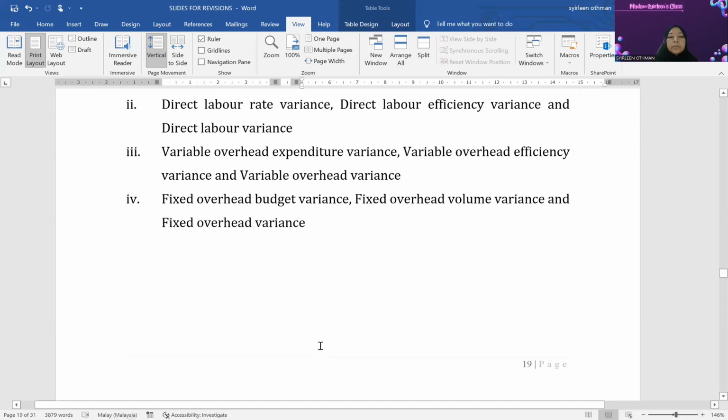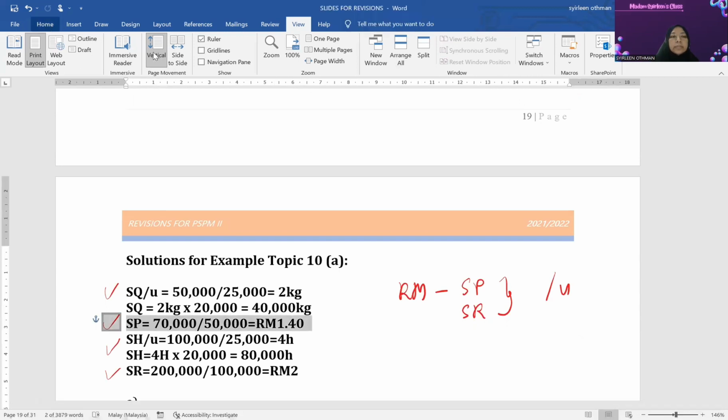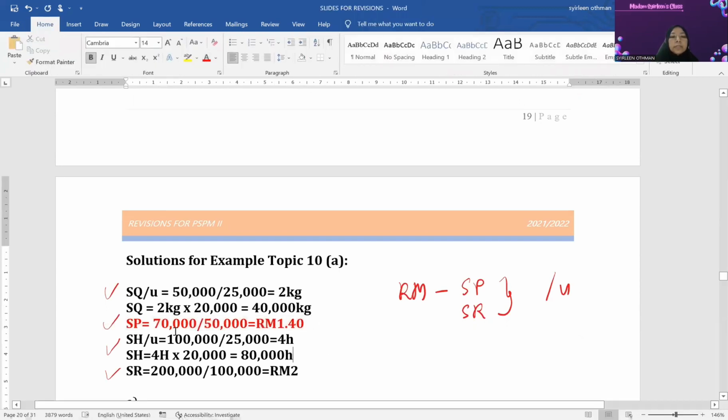So what I will do is take this item here, and I'm going to put this in red. As you can see, the standard price here is RM70,000, divided by 50 kgs. So you get the standard price per unit, which is RM1.40. Can I straight away use this figure and substitute it into the formula? Yes, because the item is in RM, so I can directly take the one per unit.